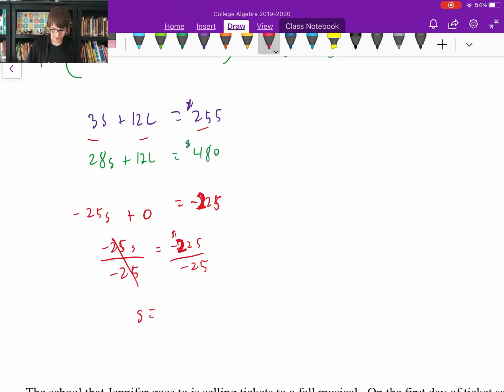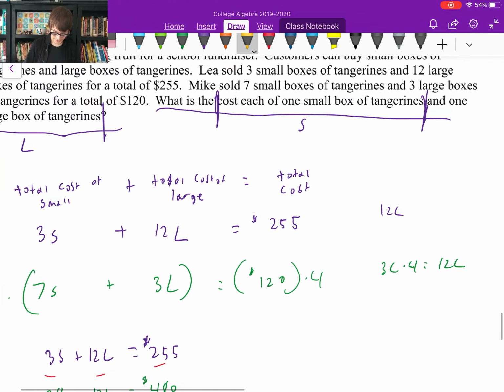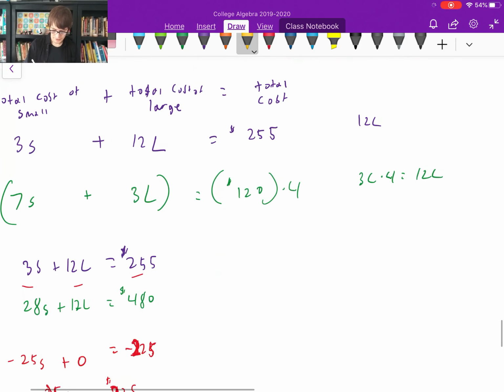Let's see. So 25 goes into 100 4 times. Do that and you get $200 though. So that's 8 times, and an extra $25. This is 9 times. So s equals $9. A small box of tangerines is $9. Great. So we found out the first part of our answer. The second part of the answer is just figuring out how much a large box of tangerines costs.